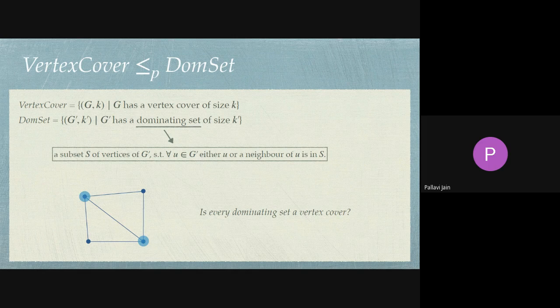All right. So in this, can you form a dominating set? Like I said, that one vertex. Or you can say that, okay, if you take these two vertices, it is a dominating set, but it is not a vertex cover.